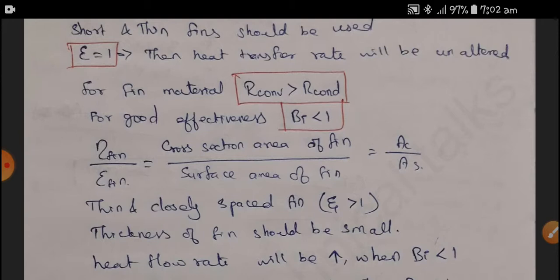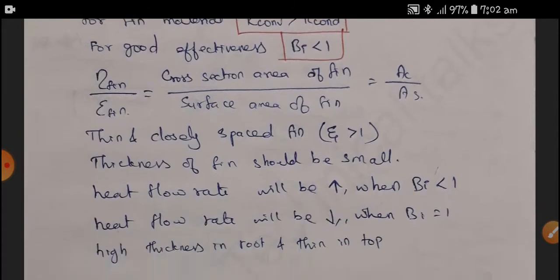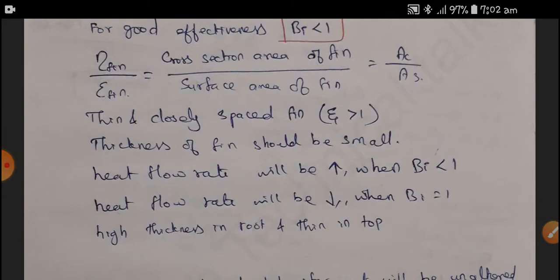Whereas heat flow will be increased if the Biot number is less than 1. What happens if the Biot number is less than 1? The heat flow rate will be increased, will be more. If the Biot number is equal to 1, the heat flow rate will be decreased. And if you can see the fins, the thickness will be high at the root and thin at the top. So that is how they are used. Fins generally use a tapered cross section.